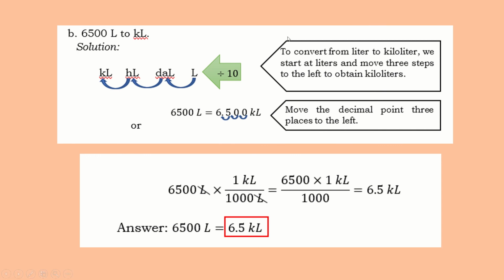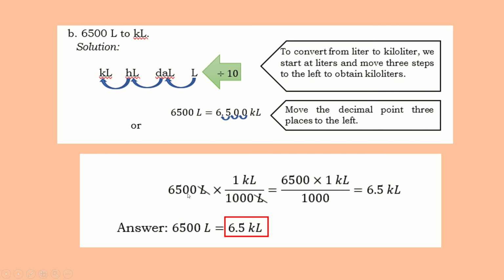So if this is the liters, let's move 3 steps: 1, 2, 3, going to kiloliters. If we have here 6,500, from the decimal point, we move 3 steps going to the left: 1, 2, 3. So now we obtain 6.5 kiloliters, or the same by canceling ang liters using this solution.